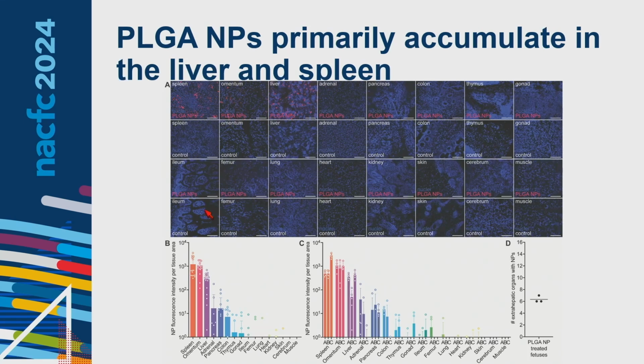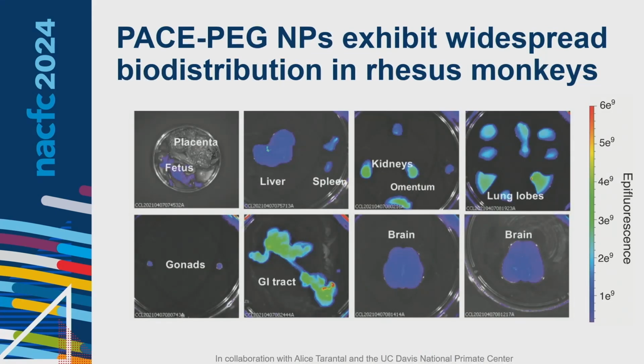And so what we did was we quantified the signal in bulk. Panel B here is showing the aggregate quantification across all three fetuses combined, and then panel C is showing you the breakdown per fetus. You can see that there's, again, primarily accumulation in the spleen, liver, and omentum, and maybe a little bit of signal in some additional organs. If we quantify the total number of extrahepatic organs that are positive for nanoparticles, we see about 7 or so.